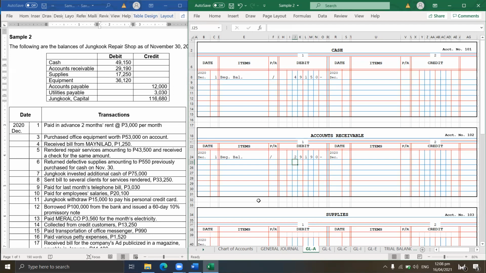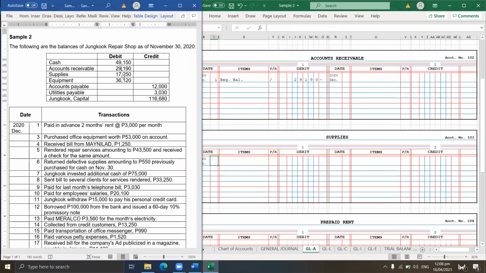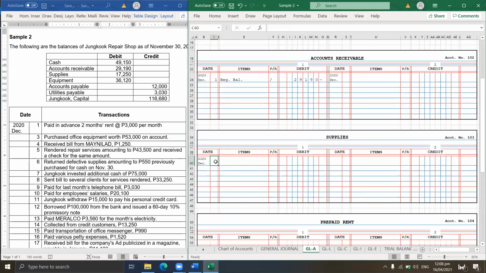Okay? Next would be for our supplies. So, for our supplies naman po, same, no? Nasa debit side, 17,250. So, that's December 1. Then write Begbal. Okay? And then lagay tayo ng check mark in the posting reference. And then we have 17,250.